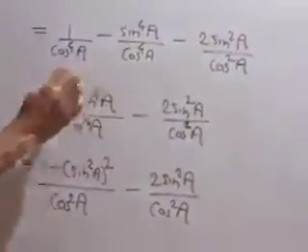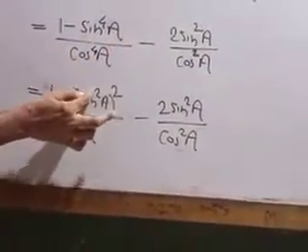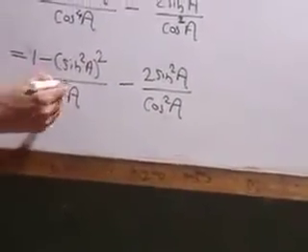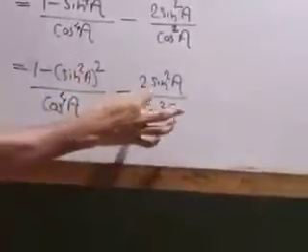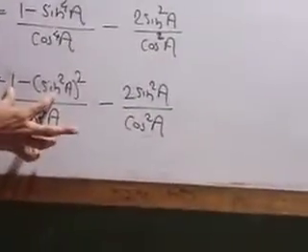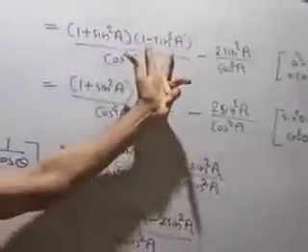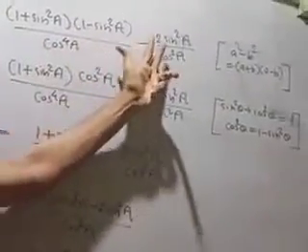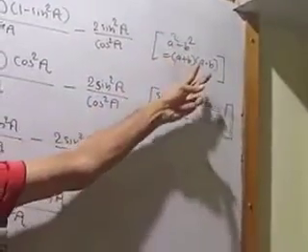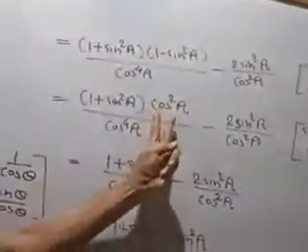Here we use the square form. 1 minus sin raised to 4A is 1 square minus (sin square A) whole square, upon cos raised to 4A. Here we can use the formula a square minus b square equals (a plus b)(a minus b). So (1 plus sin square A)(1 minus sin square A) upon cos raised to 4A, minus 2 sin square A upon cos square A. We use the value 1 minus sin square theta equals cos square theta.